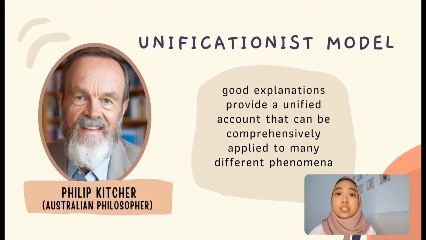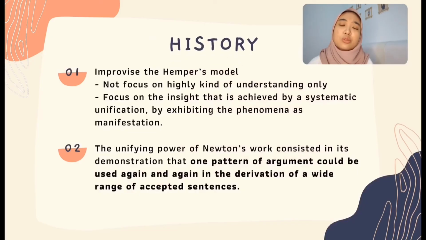So let's move to the next model. The unificationist model says that a good explanation provides a unified account that can be comprehensively applied to many different phenomena. It was founded by Philip Kitcher, who was an Australian philosopher. His doctoral advisor was Carl Hempel, who founded the covering law model I explained previously. Kitcher wants to improve on Hempel's model by focusing not only on understanding, but also on the insight that is achieved by systematic unification, by exhibiting the phenomena as manifestations of the same thing.